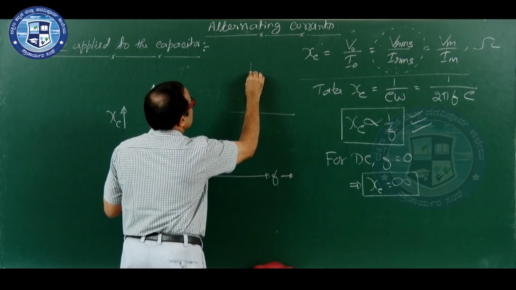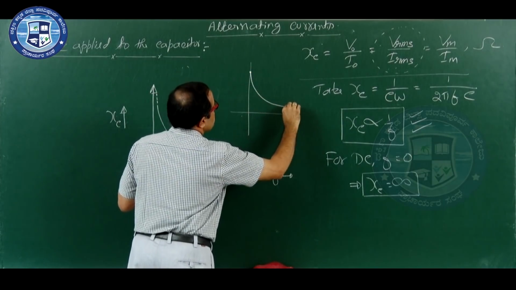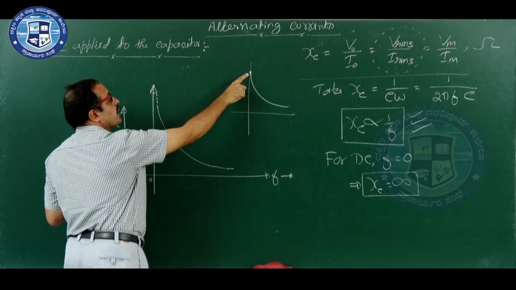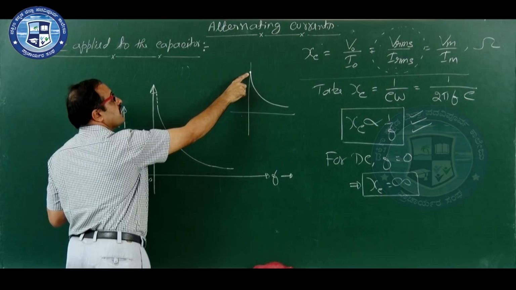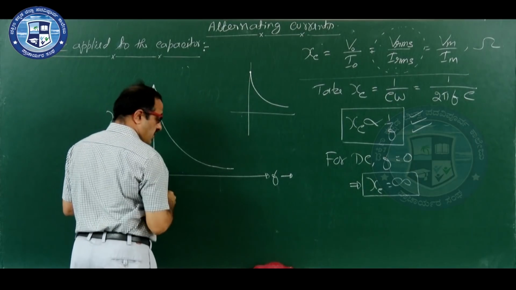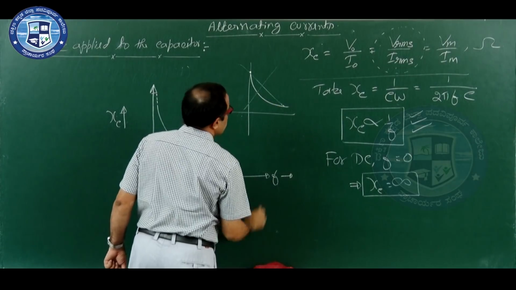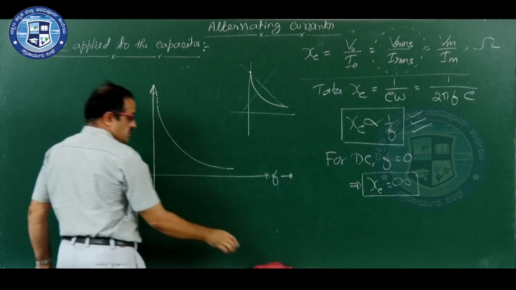Don't plot the graph like this. It is wrong, because it says that when frequency is 0, capacitive reactance is finite. This is the wrong graph. If you plot like this, no mark will be given in exam. Graph must be like this.